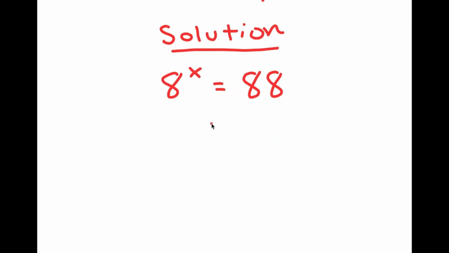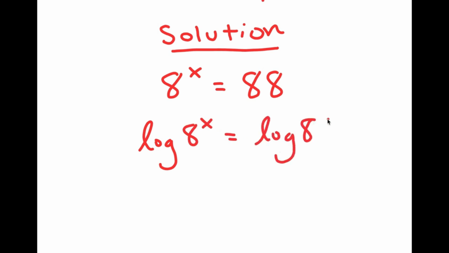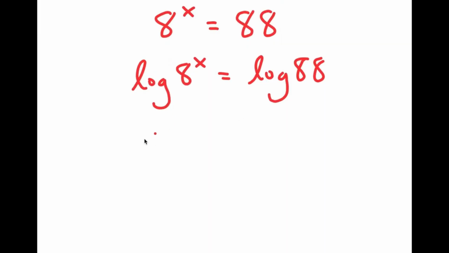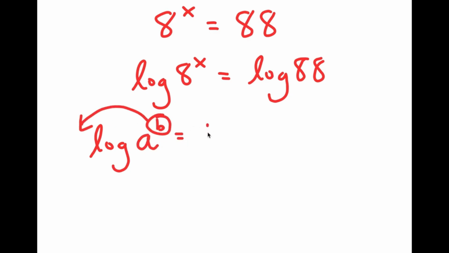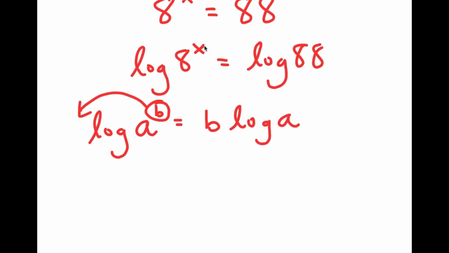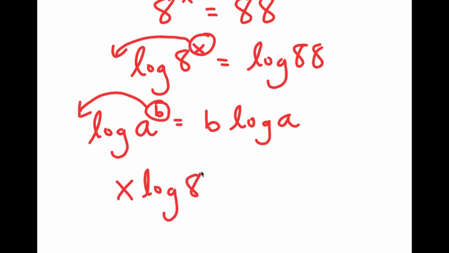Now I'm first going to start by taking the log on both sides. So I get log of 8 to the power of x is equal to log of 88. Now, if I have something in the form log of a to the power of b, I can move this exponent b to the front, so it's going to equal b times log a. In this case, I have log 8 to the power of x, and I can move x to the front, so I get x times log 8 is equal to log 88.